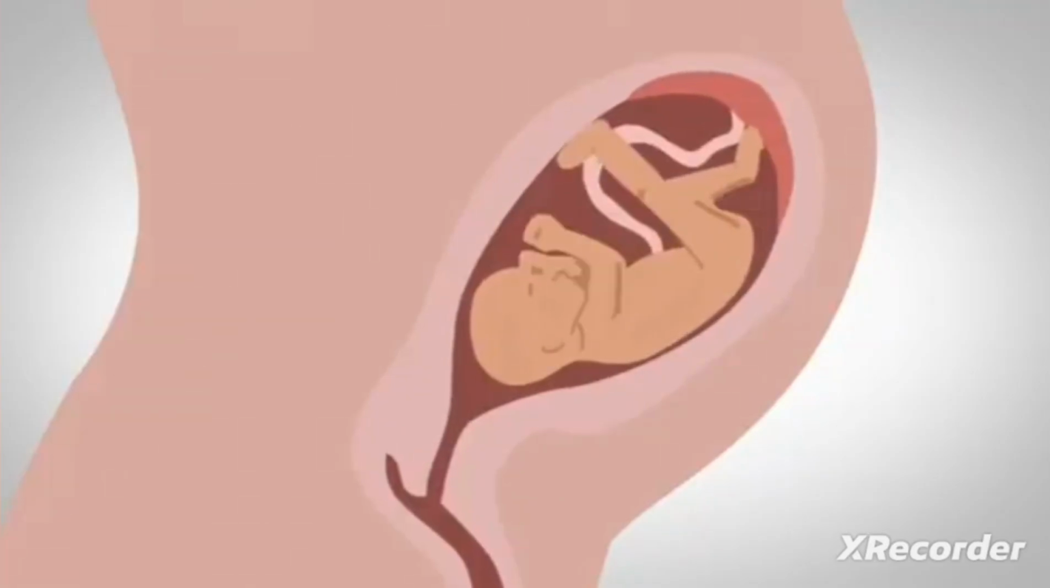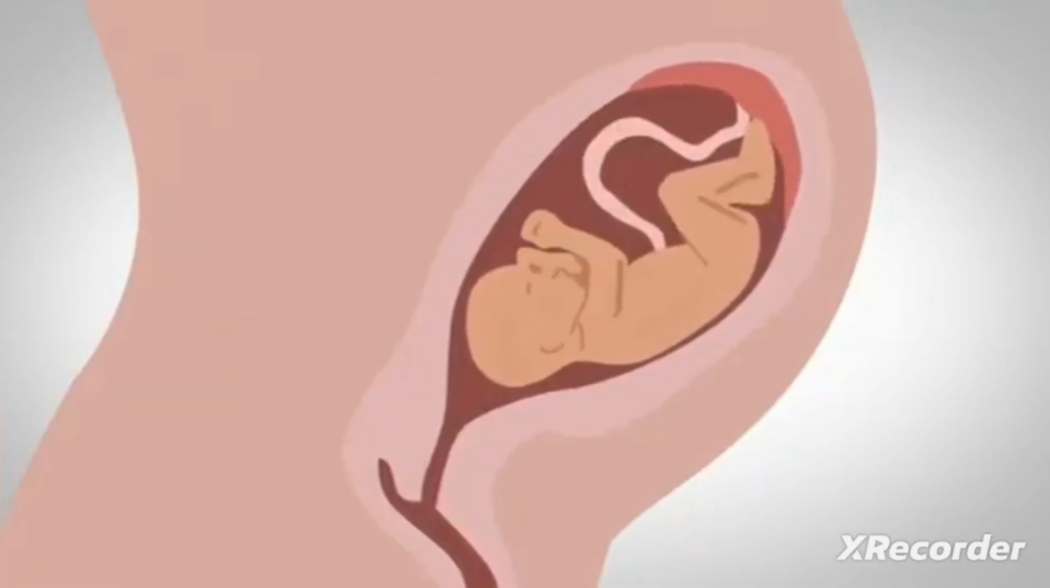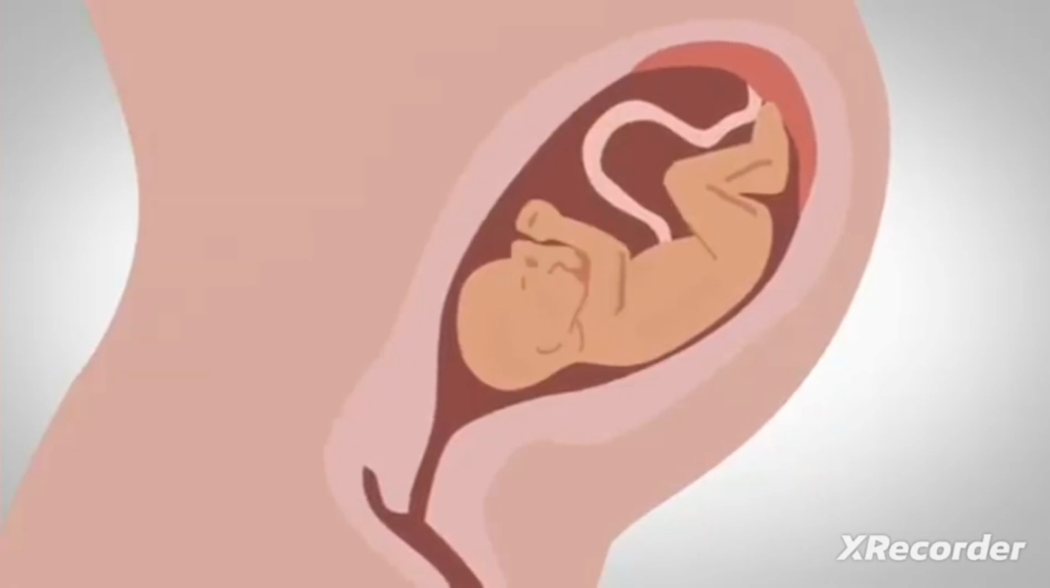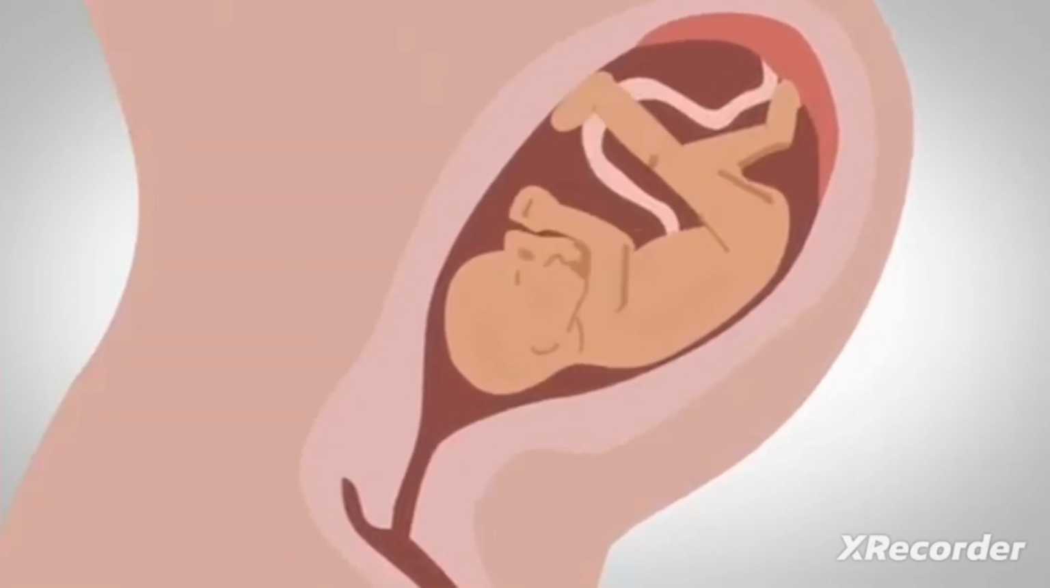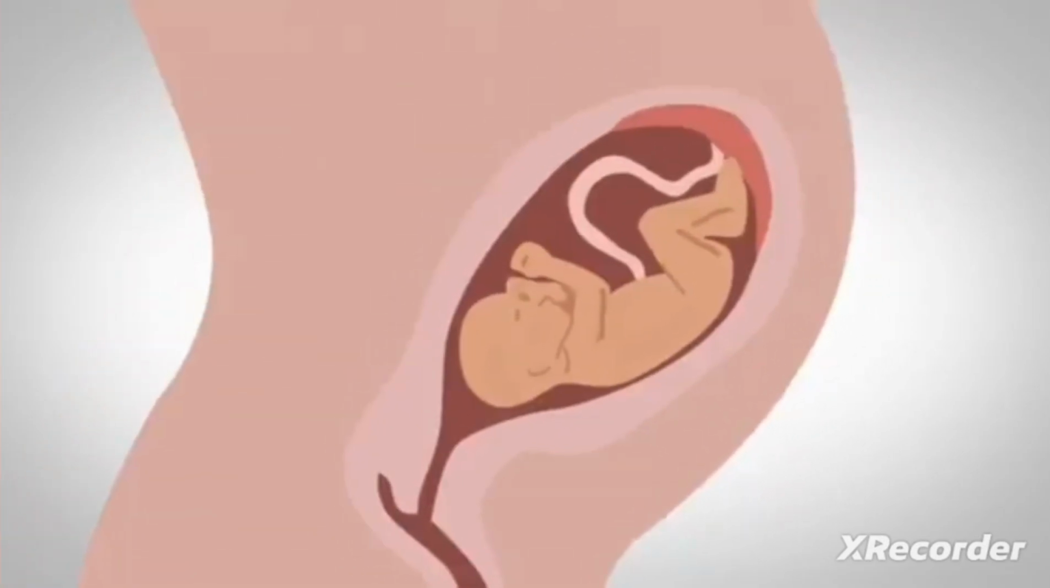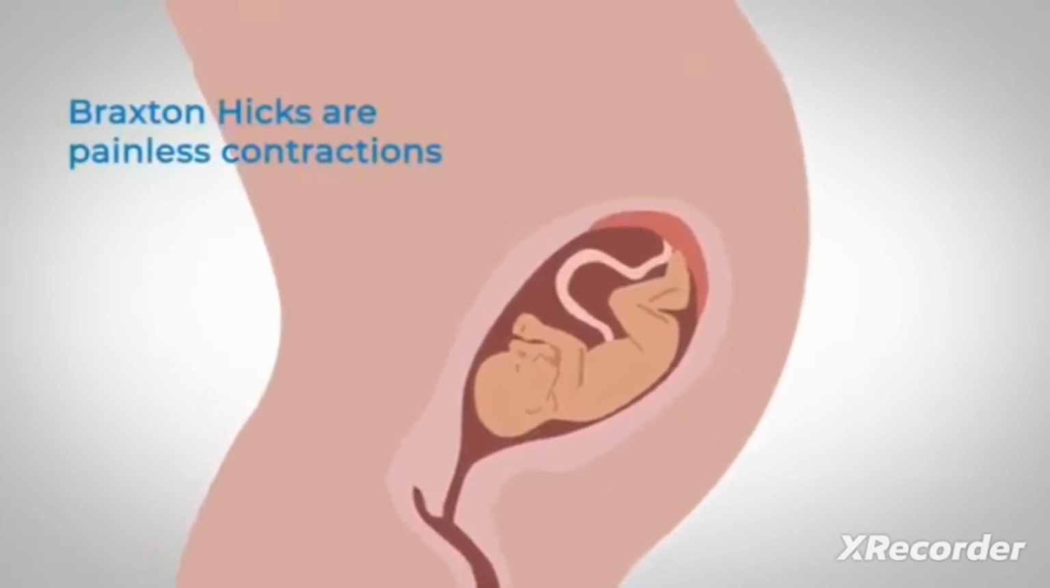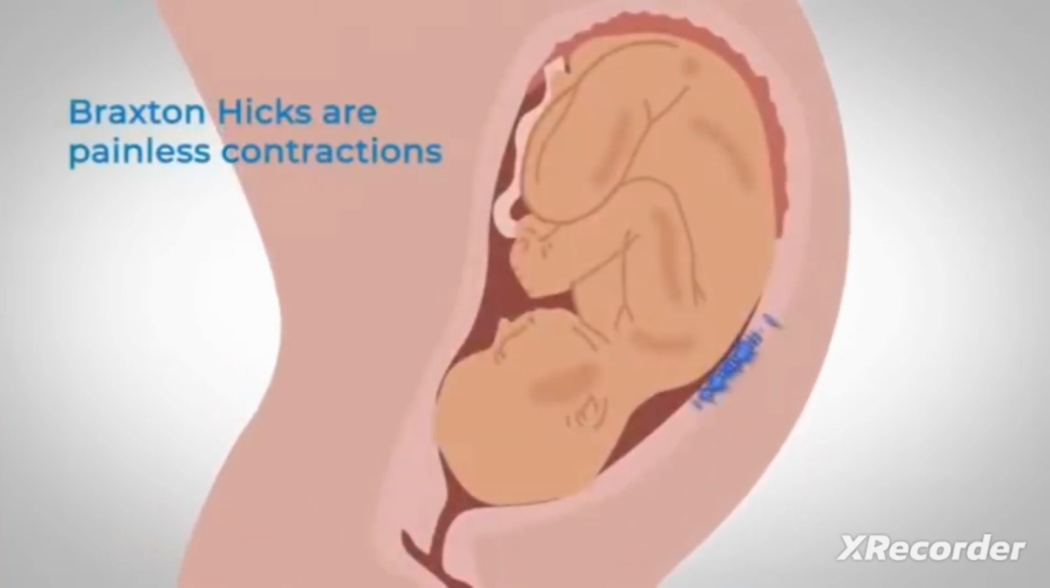At first, this movement may feel like a butterfly or bubbles, but it will get stronger and become more noticeable as your baby grows. You may start to have Braxton Hicks from 20 weeks. These are the painless tightening of your womb, or practice contractions, during the third trimester.